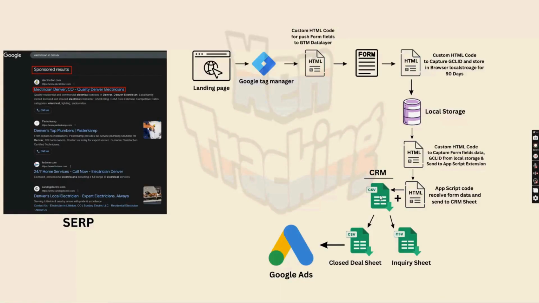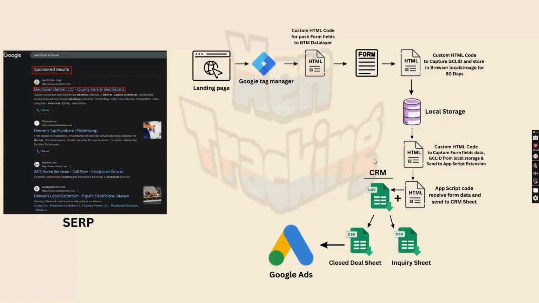This system also includes several important protection mechanisms. First, we implement a GCLID filter. If the visitor doesn't have a GCLID, the lead data will not be sent to the CRM sheet. This ensures that only leads coming from your ads are recorded. Next, we implement duplicate lead protection. If someone tries to submit the same data multiple times, the system automatically blocks the duplicate entry.